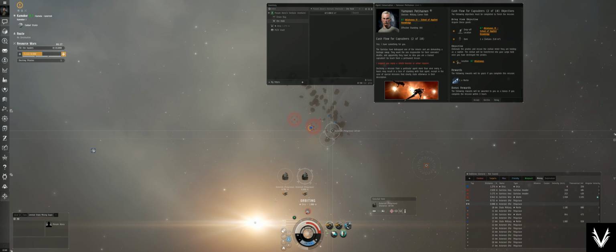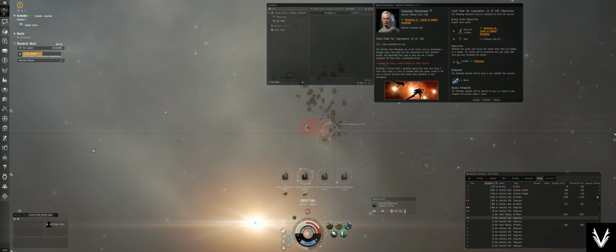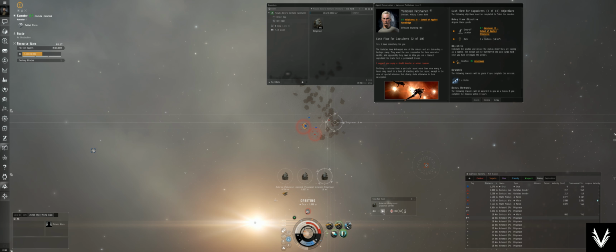Hauler, 50% capacity. So we need to get a few more, whoop, there we go. What's the range on these things? Isn't it like 10k? Yep, it is 10k. Okay. Well, that's unfortunate. So we're gonna need to get away from the Orca here.